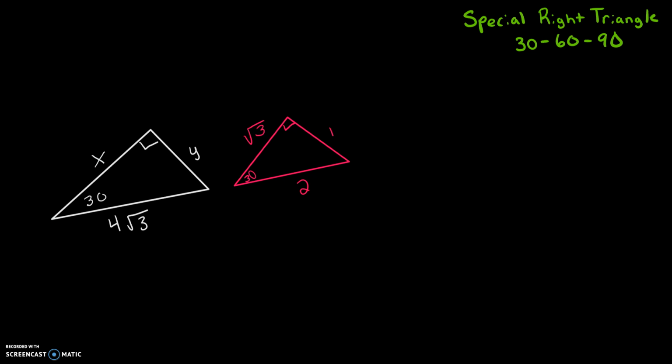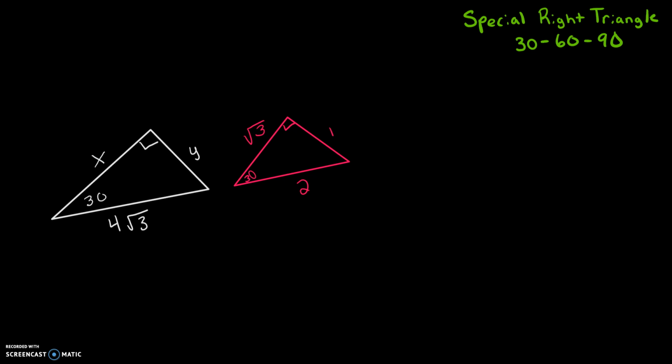Now where I tricked up some of you people was you saw this 4 square roots of 3 and you immediately said y was 4 because you were doing the tricks and you thought that 4 square roots of 3 was the long leg. Do not be fooled. I try to trick you guys.